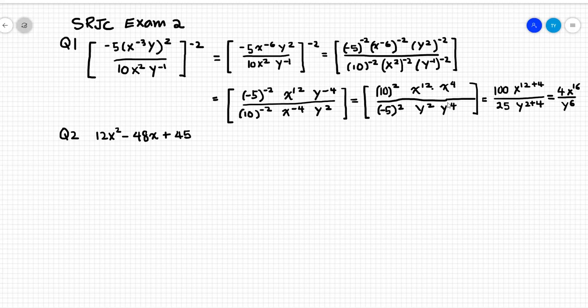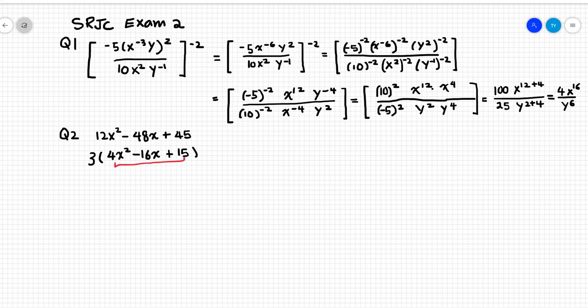So as I mentioned, whenever you do any type of factoring, you always have to look for the common factor first. Okay, so here I can take out the 3. So then it's going to be 4x squared minus 16x plus 15. Now here we're going to have to factor this guy here, right?